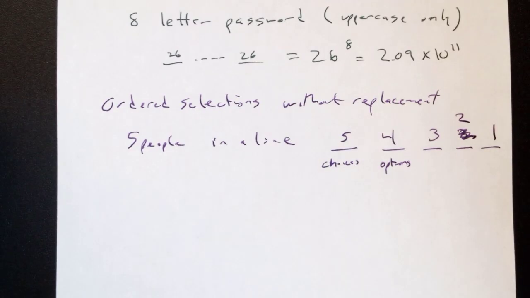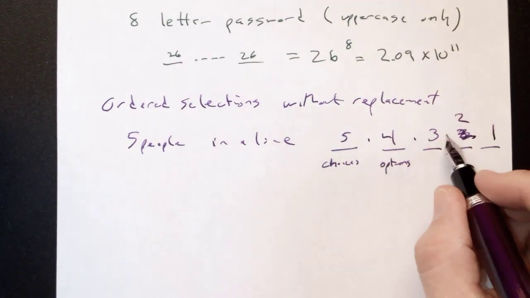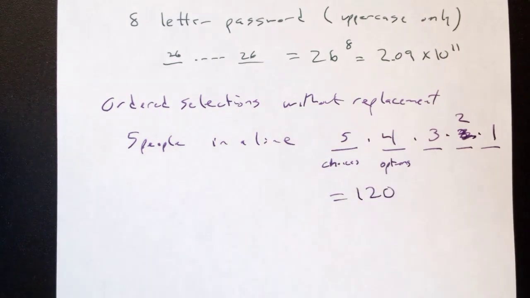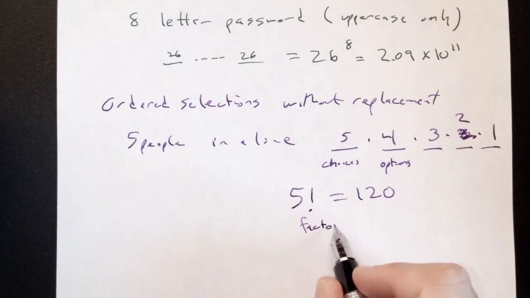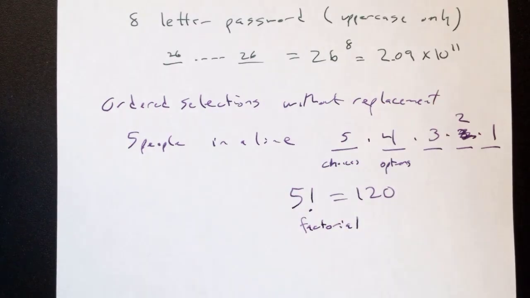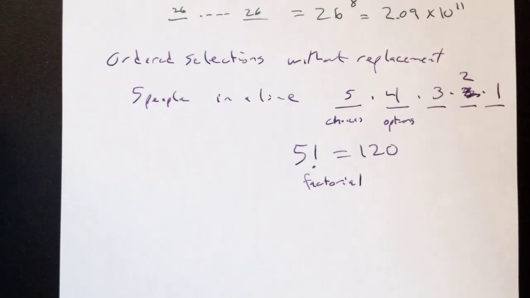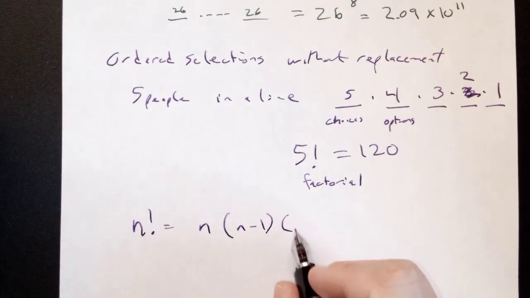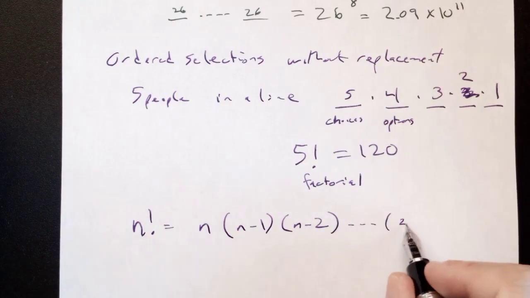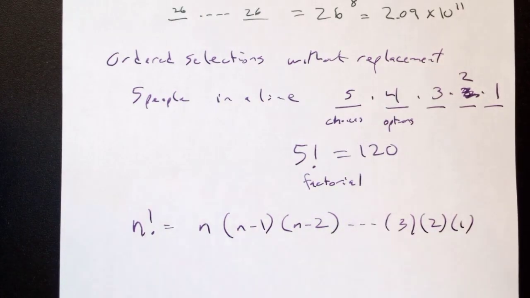This sort of descending behavior, which, by the way, if I multiply all of these numbers out, I get 120. We're going to abbreviate this as 5 factorial. You don't read that as 5. The exclamation point is not for emphasis here. It's a math operation. In general, if I have n factorial, I think of n times n minus 1 times n minus 2, all the way down to 3 times 2 times 1.